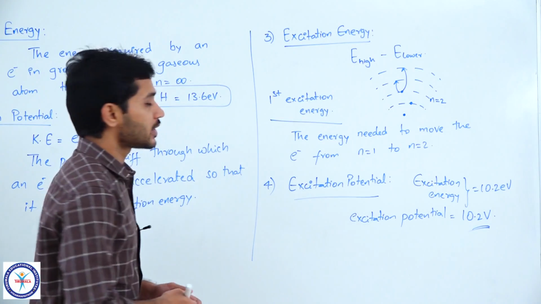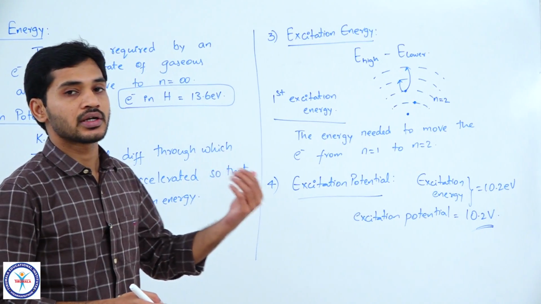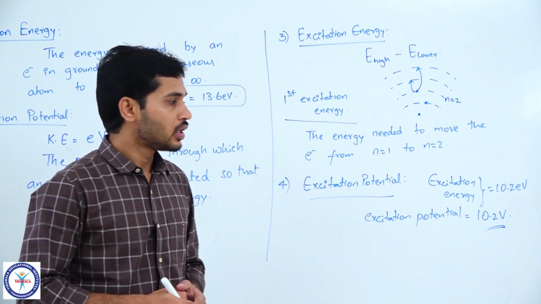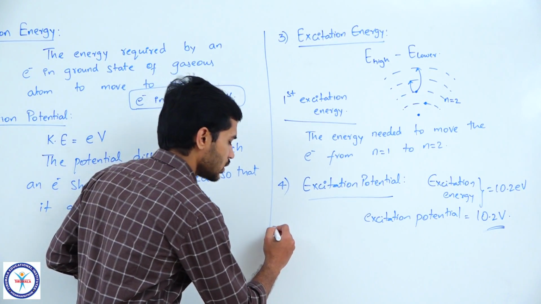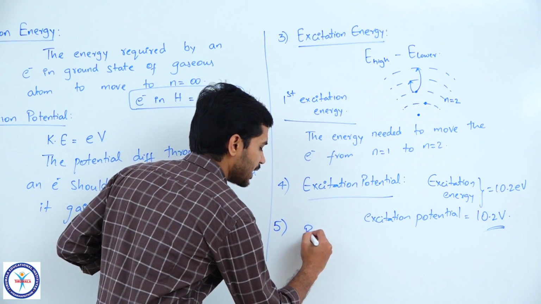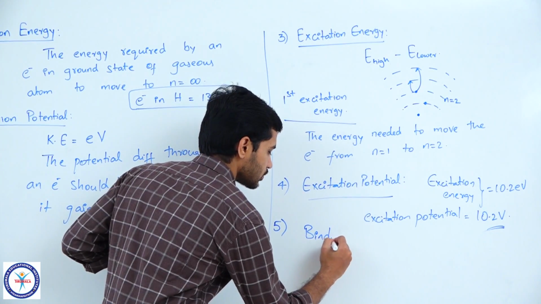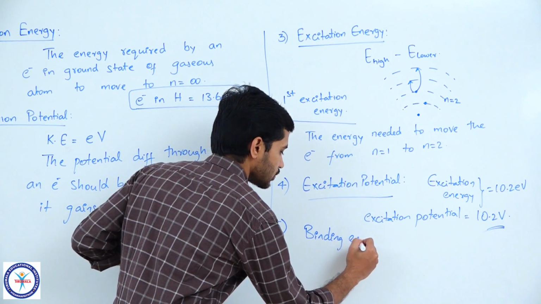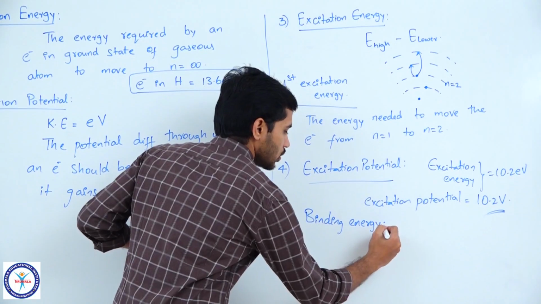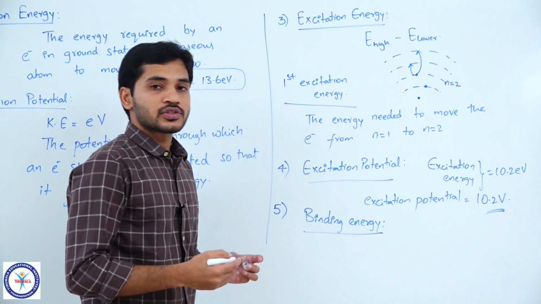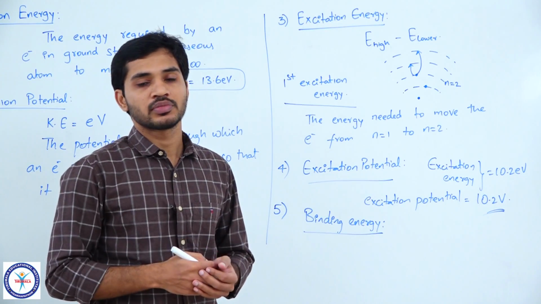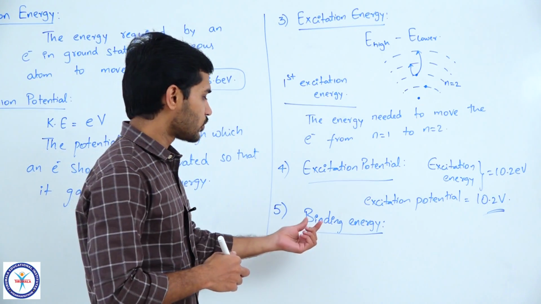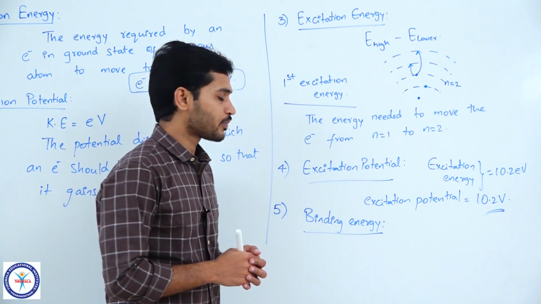So, that is the basic idea about energy and corresponding potential. And apart from this, there is one more definition which we will be generally dealing with, and it is called binding energy. So, generally you will be coming across this term of binding energy of an electron in a particular orbit in a particular atom. So, you have to know what that term basically means.